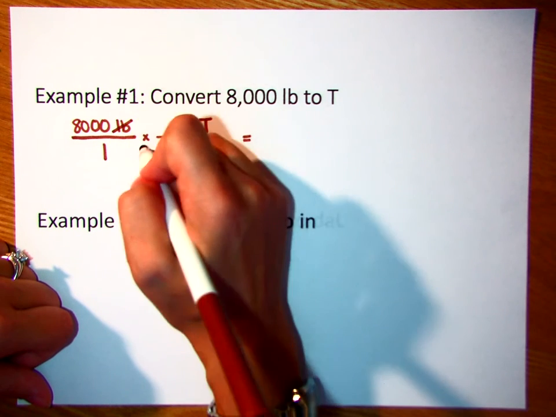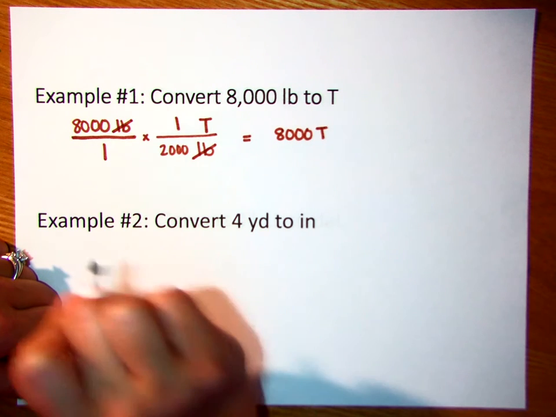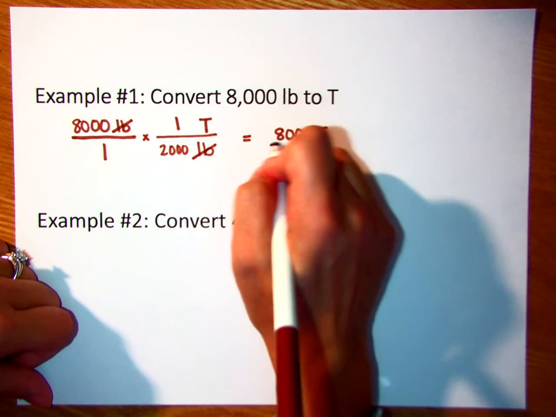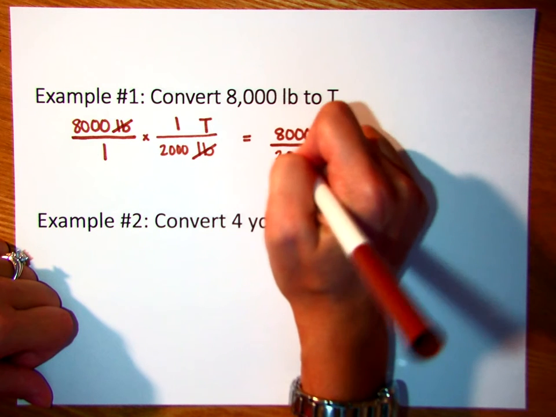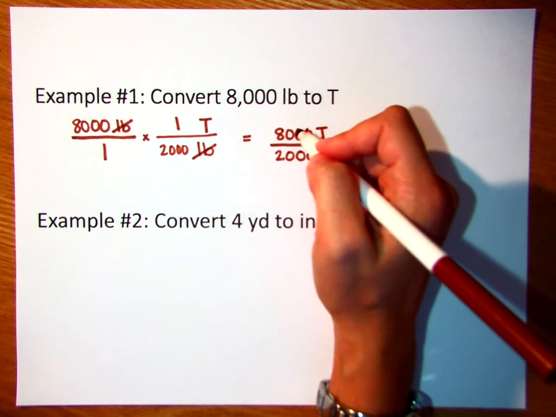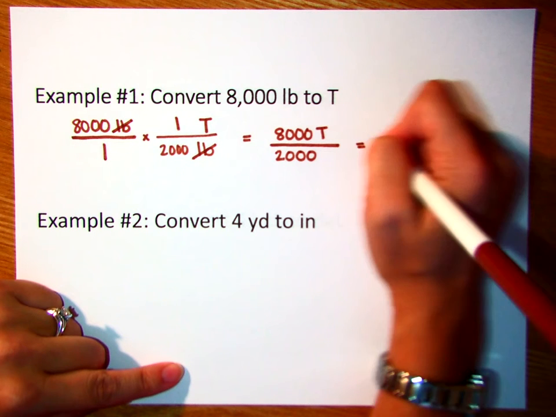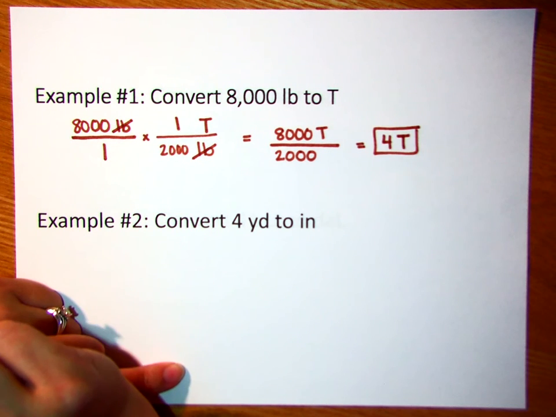So 8,000 times 1 is 8,000. And tons is on top, so it'll be right next to it. Over 1 times 2,000 on the bottom would be 2,000, but there's no unit on the bottom. I should simplify that, because I can do 8,000 divided by 2,000. That's equal to 4. So the answer to this is that it's 4 tons.